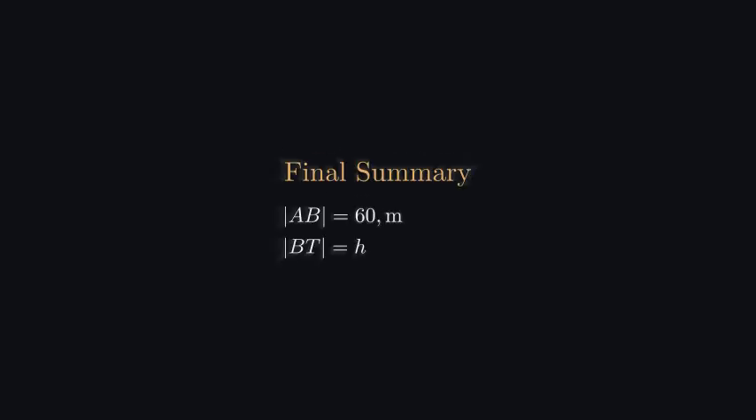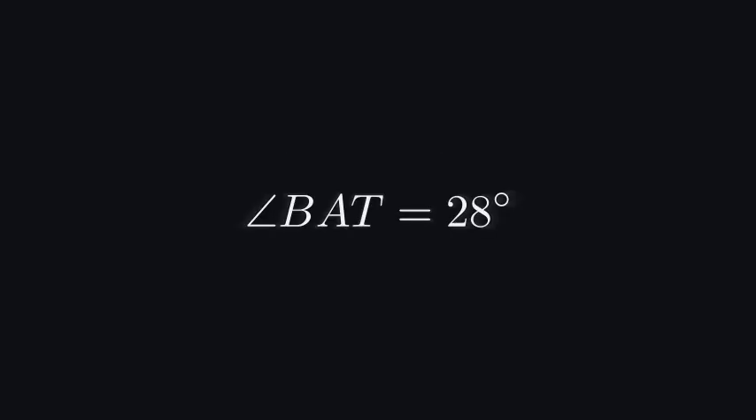To summarize, length of AB equals 60 m, length of BT equals h. The key equations are shown on screen. We formed a right triangle using the boy's horizontal line of sight and the top of the tower. Using tangent, we found the extra height above the boy's level to be 31.9024 m. Then we added 12 m because the boy was already 12 m above the ground. This is the final answer.